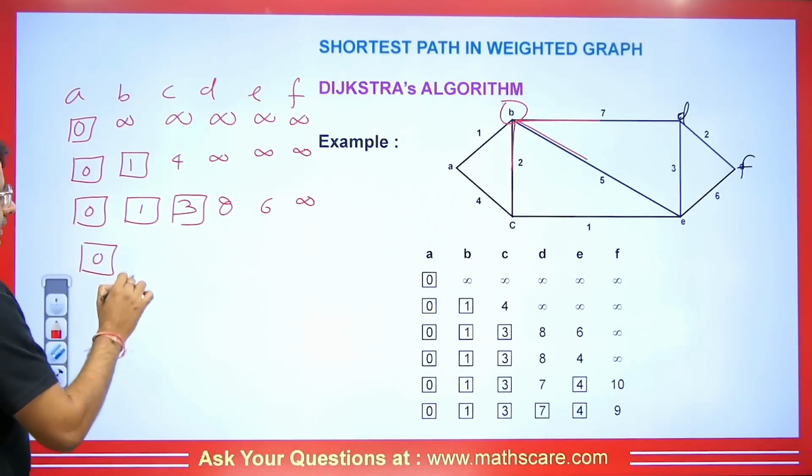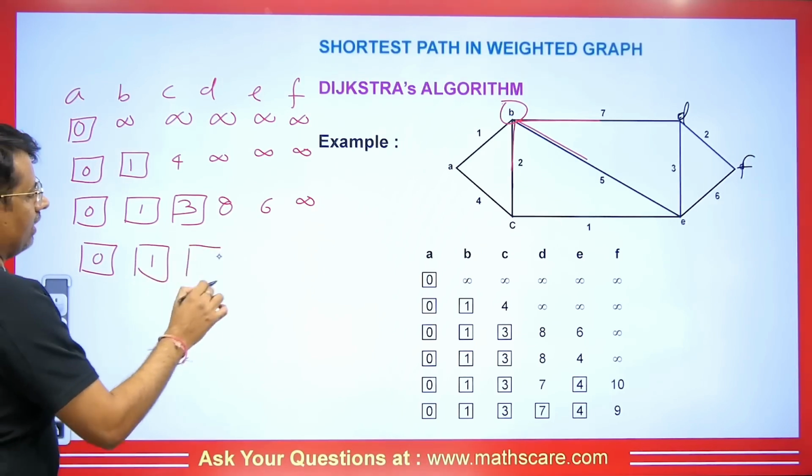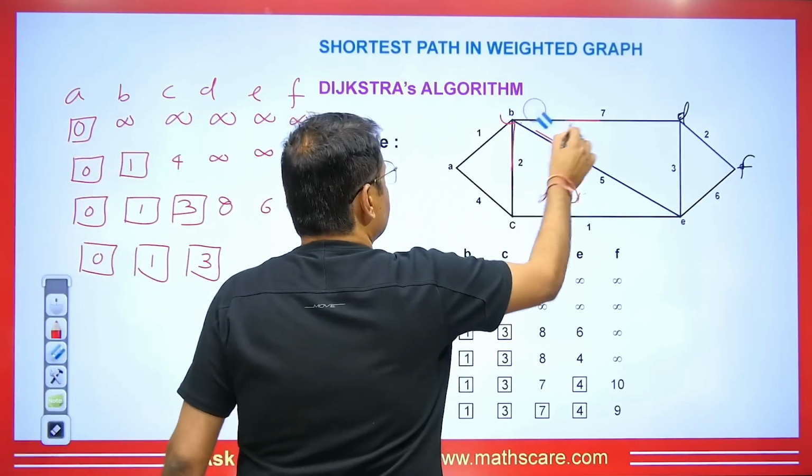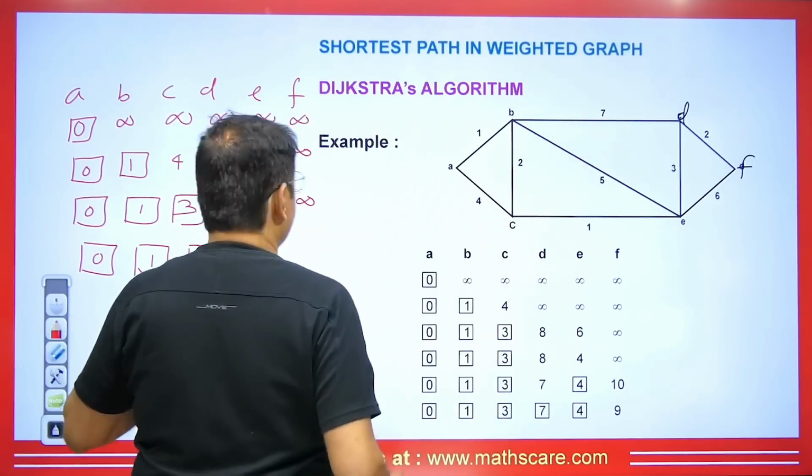Now it will be 0. Here write it as 1. Here write 3. Now after this, where will we reach? We will reach C. Yes, we will go to C. Is this clear or not? Because here we have C as the minimum.